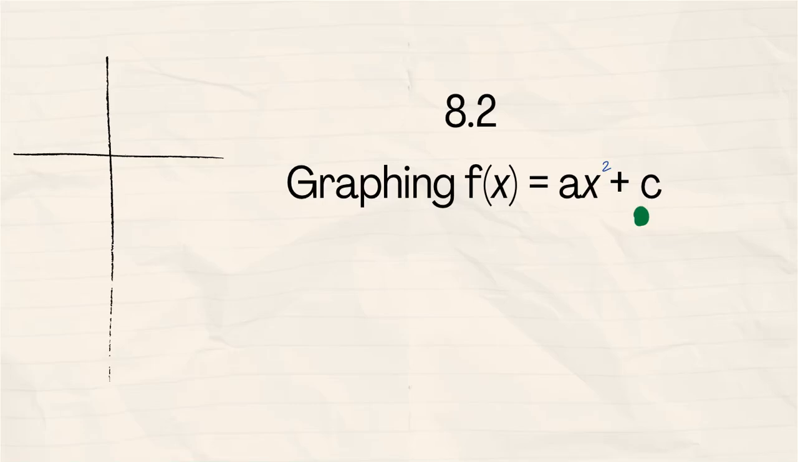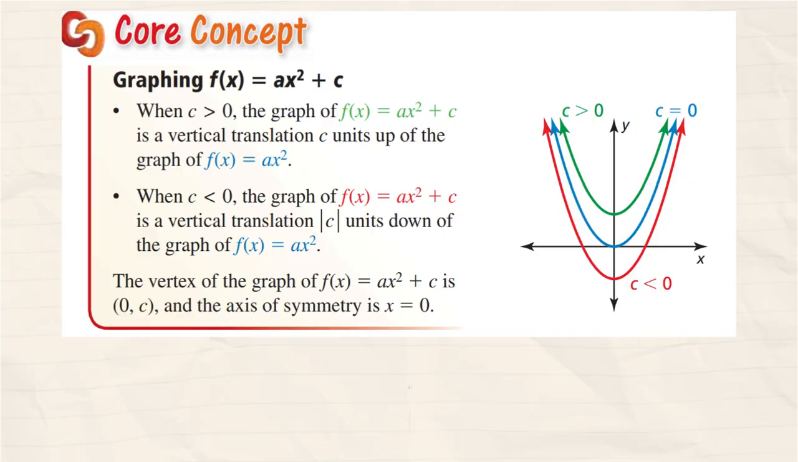Graphing f of x equals ax squared plus c. Just like in 8.1, we're now going to be graphing the same f of x equals ax squared but plus c. So when you see the plus c, you're going to shift up. When you see minus c, you're going to shift down.